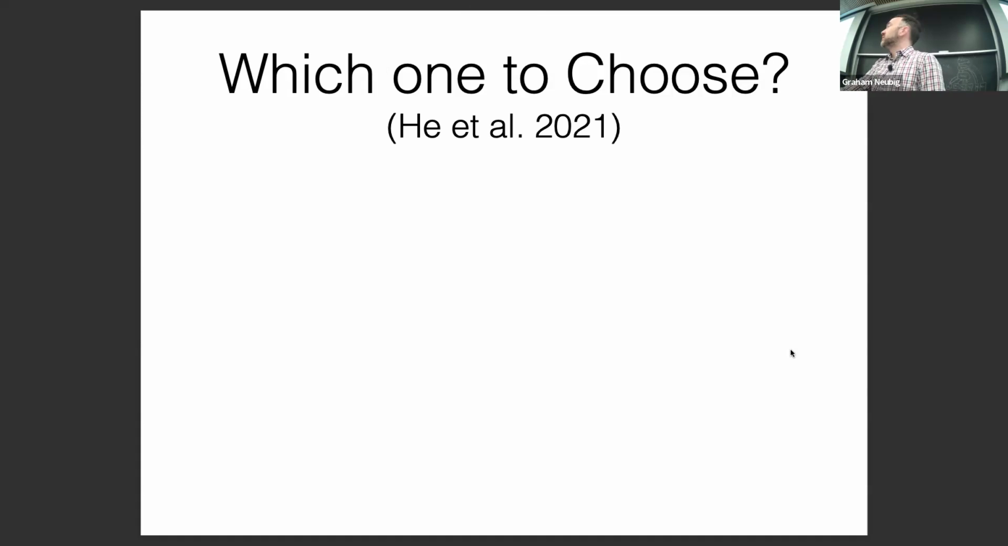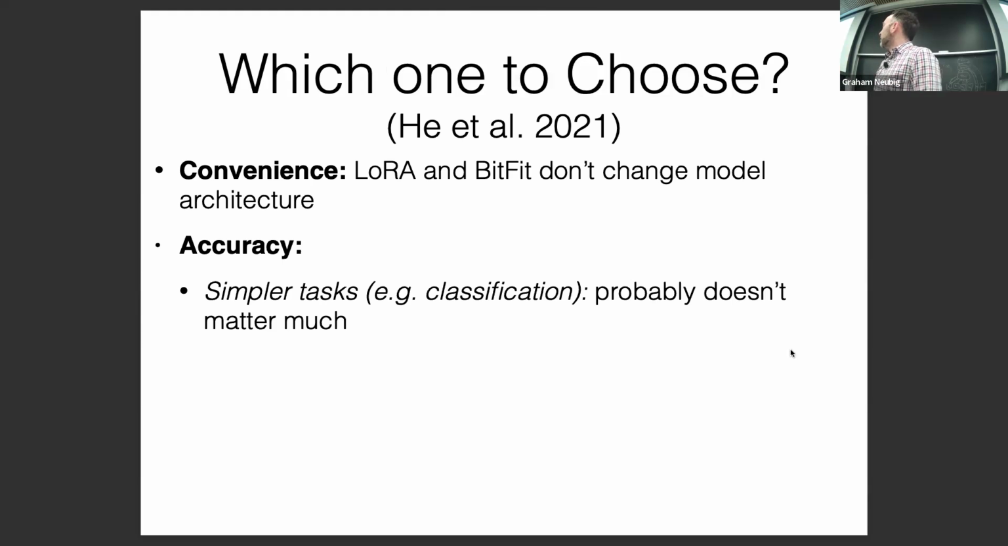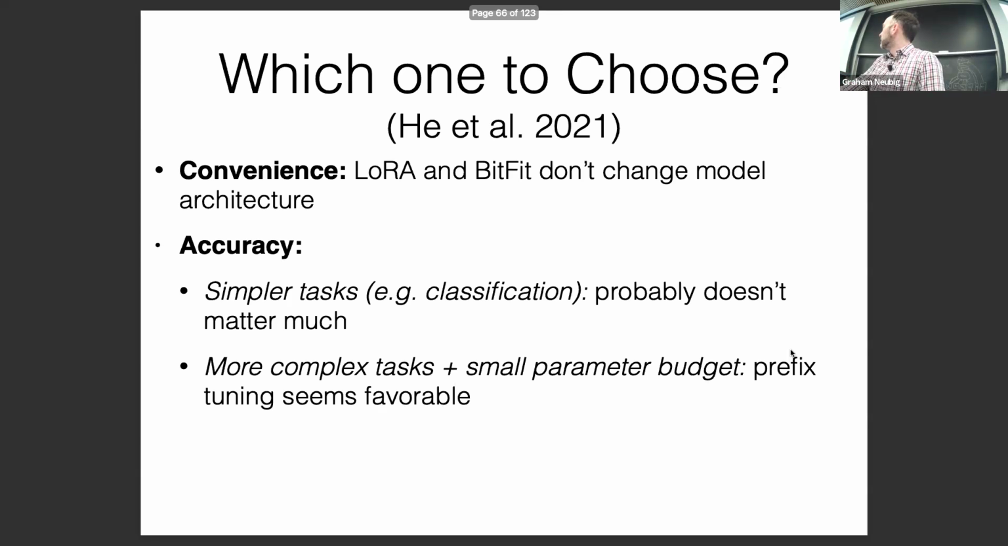So then the question is which one to choose. For convenience, LoRA and BitFit don't change the model architecture. So if you don't really care about the absolute best accuracy out of these tuning methods, I would definitely recommend you use something like this. It's definitely the easiest thing after you're done training. For accuracy, one thing that we found in our paper is that for simpler tasks, it really doesn't matter very much. If you're just doing classification tasks, even something super simple like BitFit is rather competitive with all of the other methods.